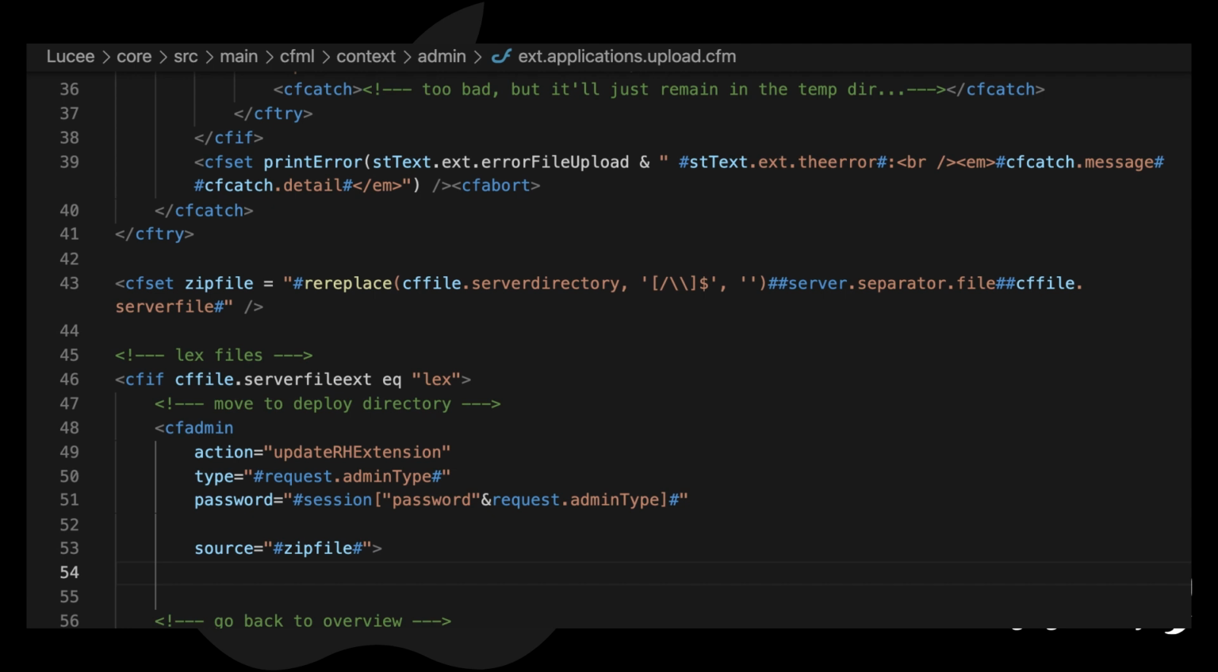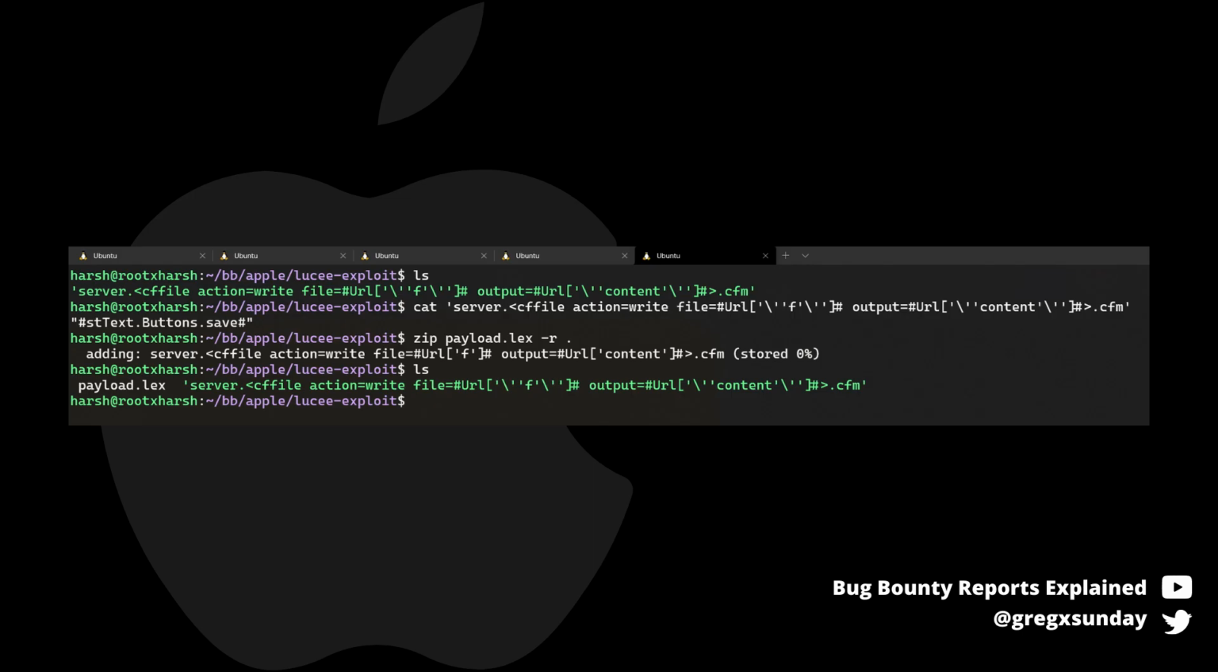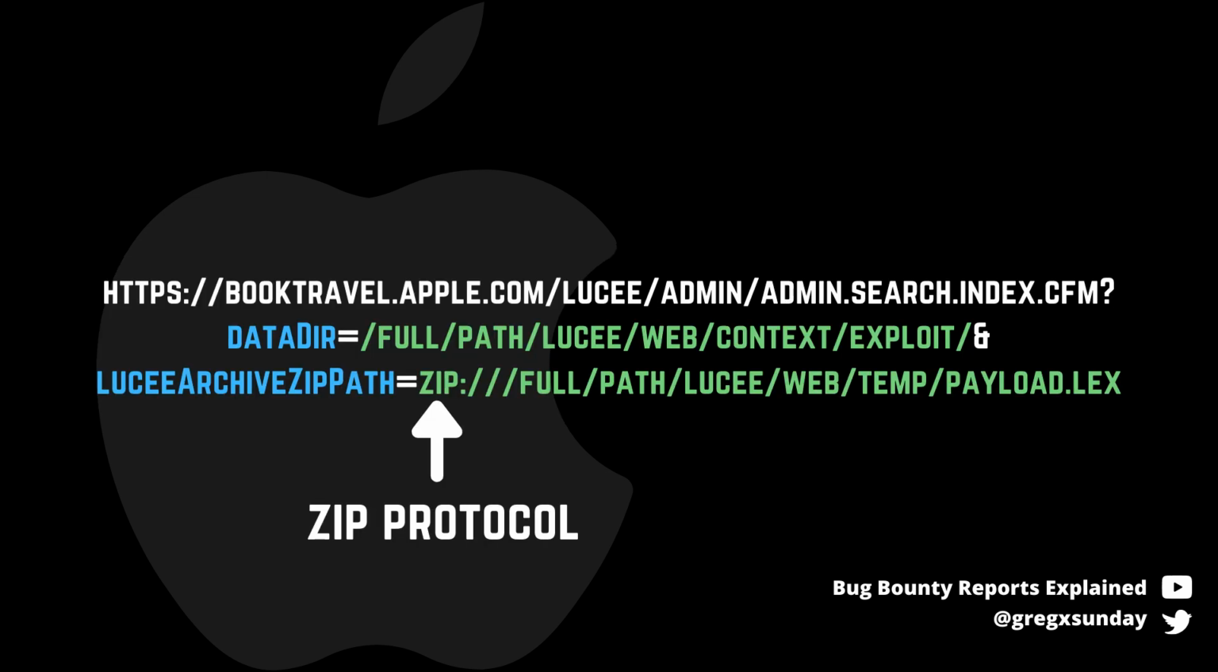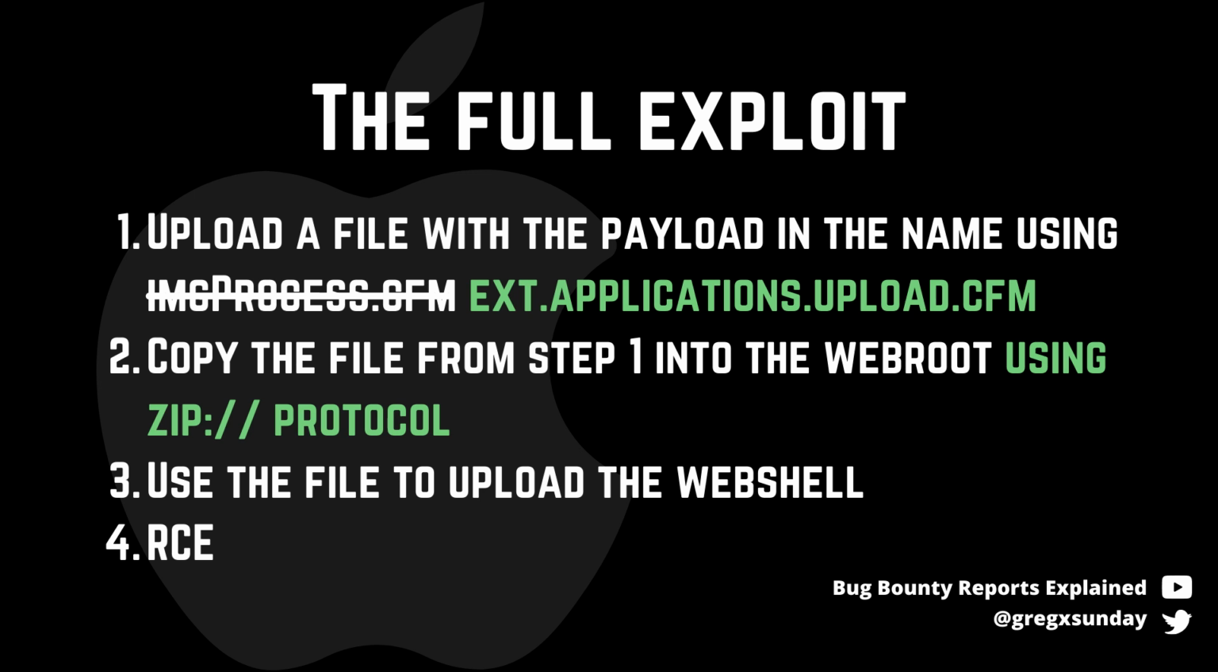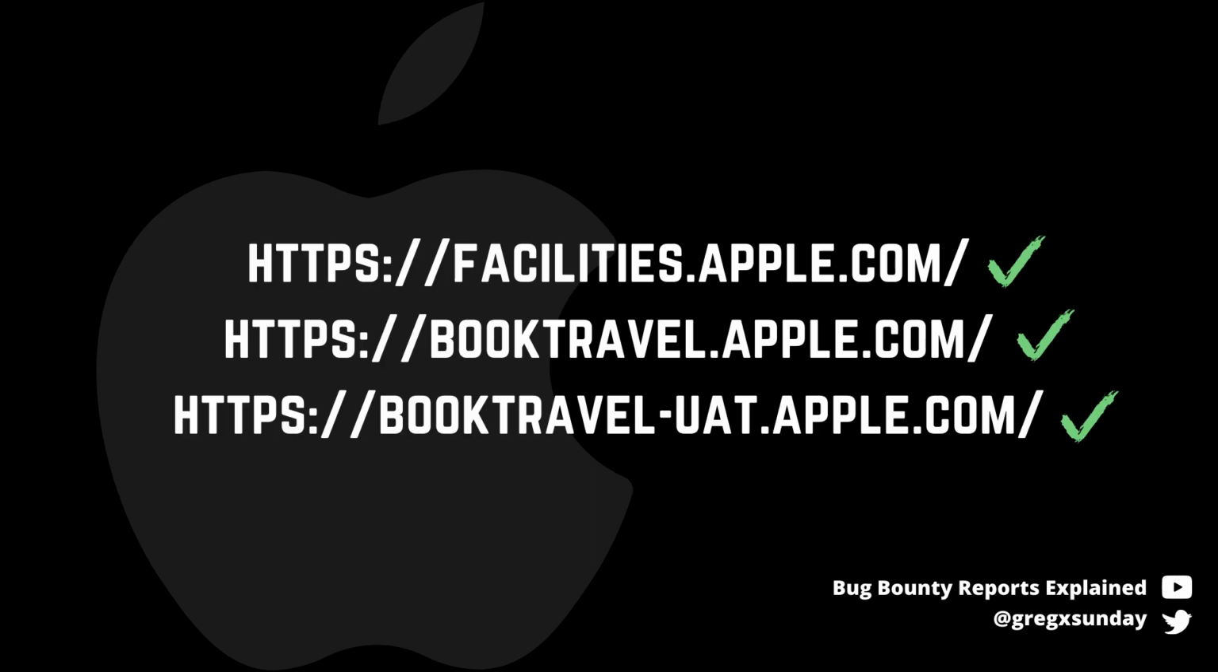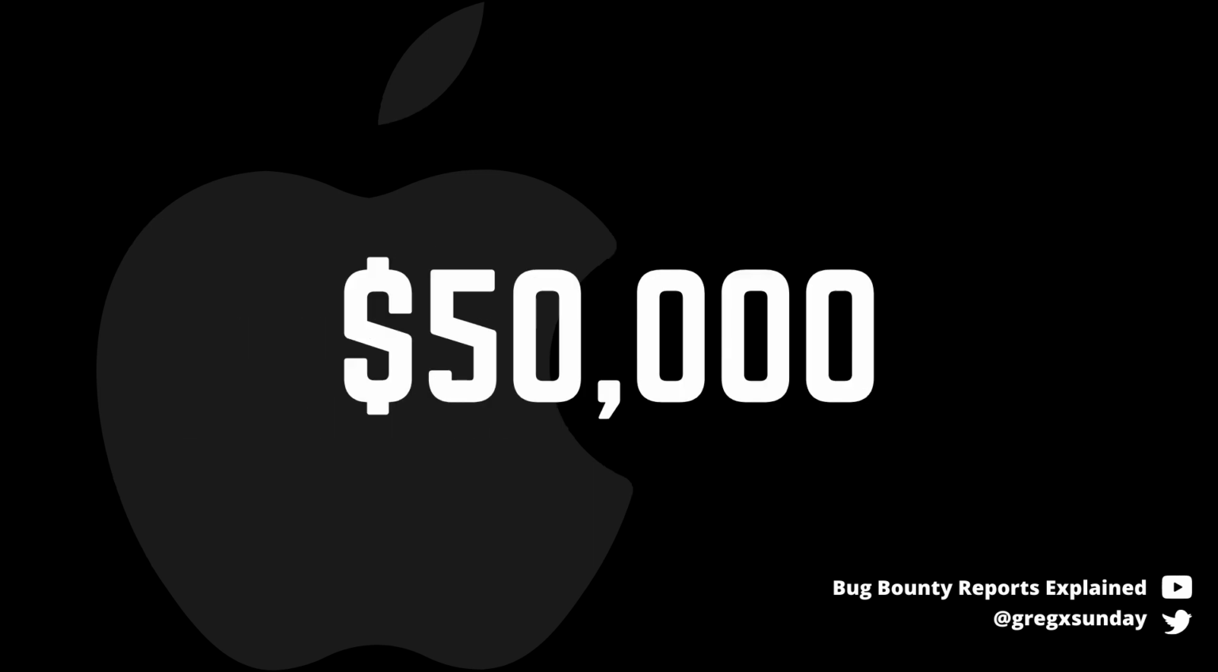To upload a script using this endpoint, you can use the same payload as previously, but it must be zipped and the name of the file must be changed to .lex. Your file with payload in its name must be inside the zip archive. Then to the copy function, you provide this name with the zip protocol and then the server will unpack this for you. This method gave the web shell on the remaining 2 hosts. The hunters were rewarded a solid $50,000 for those 3 RCEs.